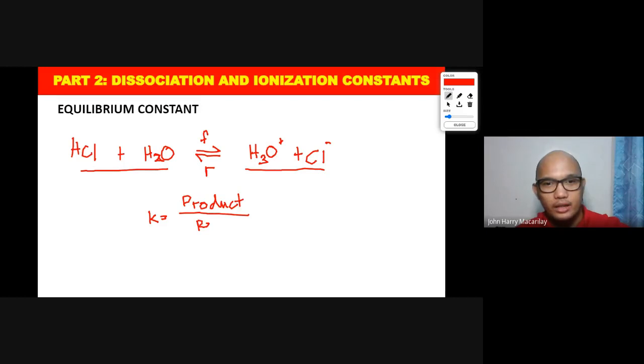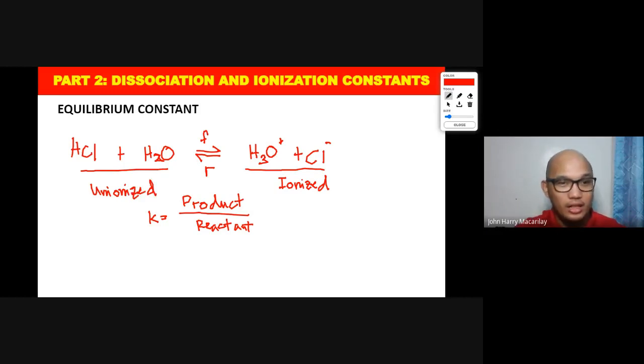Or we can write it this way also. If we relate it to ionization or dissociation, this will be your ionized, and this will be your unionized. So your reactants will serve as your unionized, in their original form, like your hydrochloric acid. Upon adding water, or if it reacts with water, it will now produce the ions, which are your hydronium ion and your chloride ion.